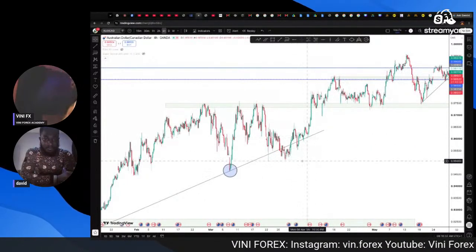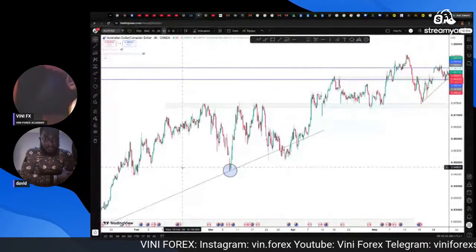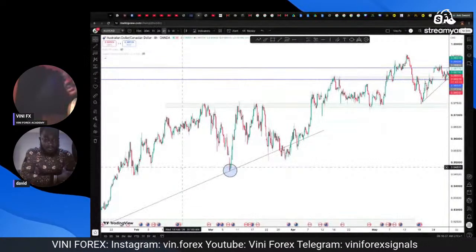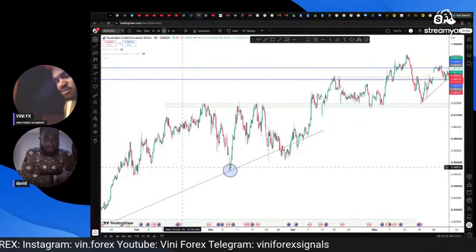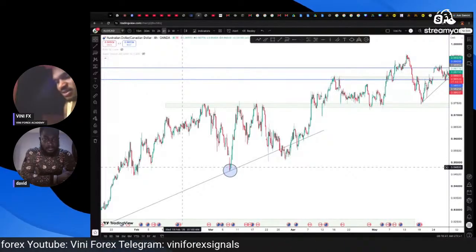Simple. Trend line is not only for any specific time frame. Trend line is for any time frame. Do you understand what I said? Yes.